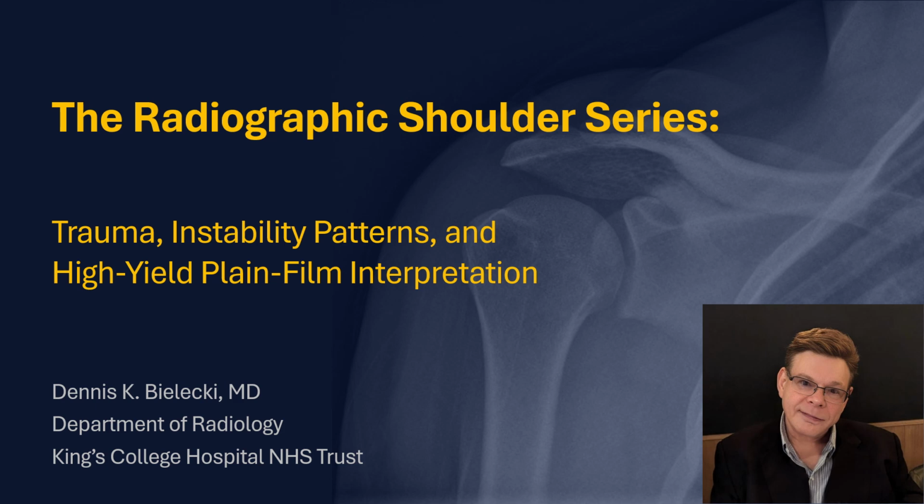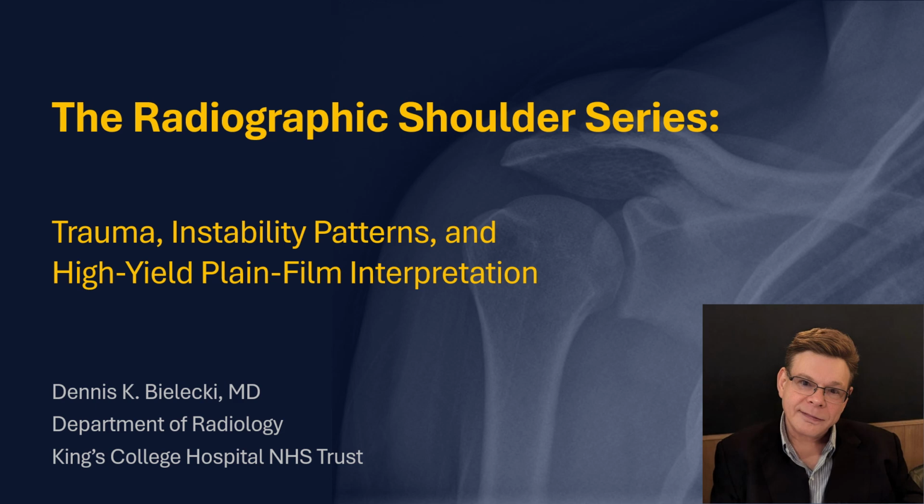Today, we're going to focus on something very simple: plain radiographs of the shoulder. Not MRI, not CT, just plain films. Despite everything we do with advanced imaging, the majority of shoulder trauma and degenerative disease is first evaluated with conventional radiography. Most diagnostic errors do not happen because the modality is insufficient. They happen because the projection is inadequate or because the interpretation is unstructured.